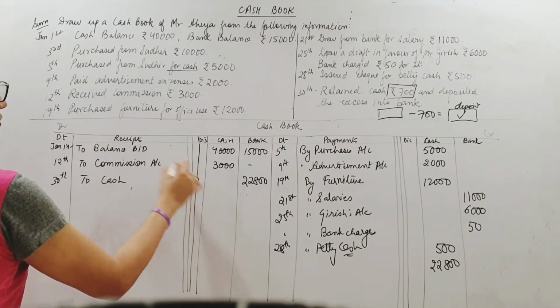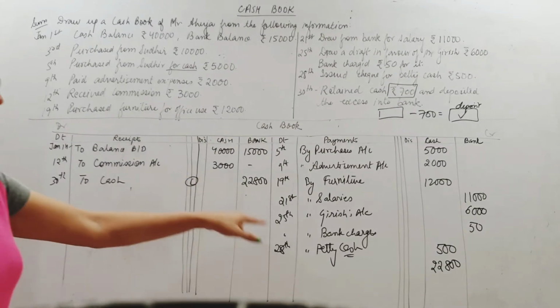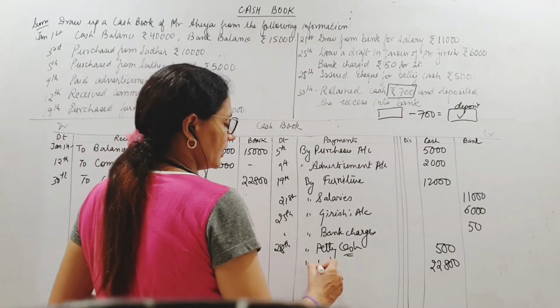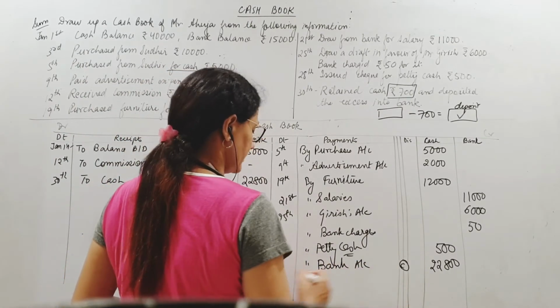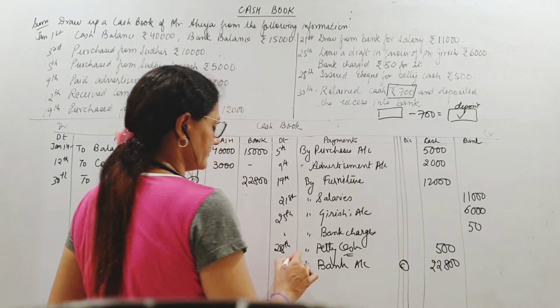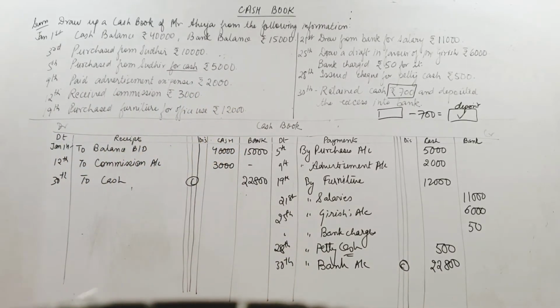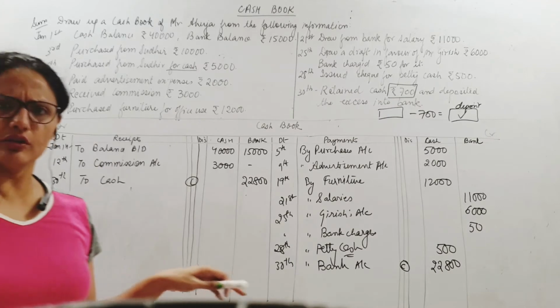Okay. Ledger folio में see. And here it is going to the bank account. So by bank account. Clear? 30th. Bas. All entries done. We just need to close the account right now.